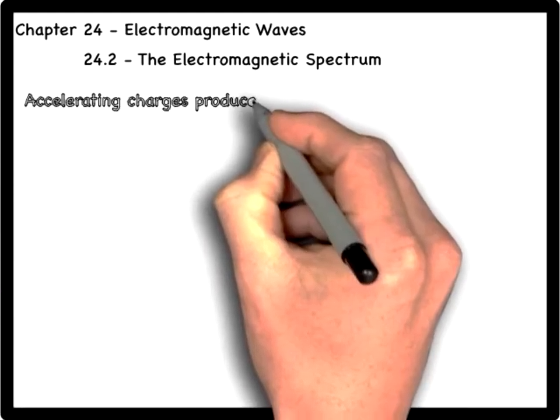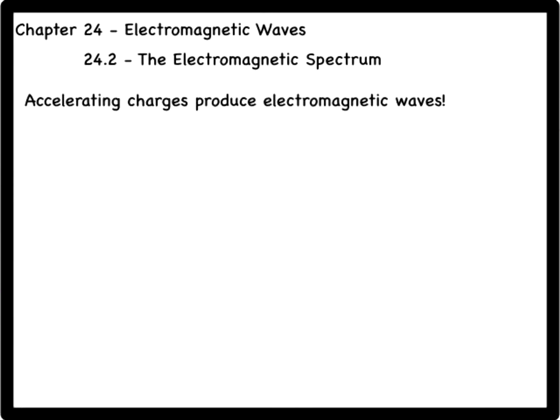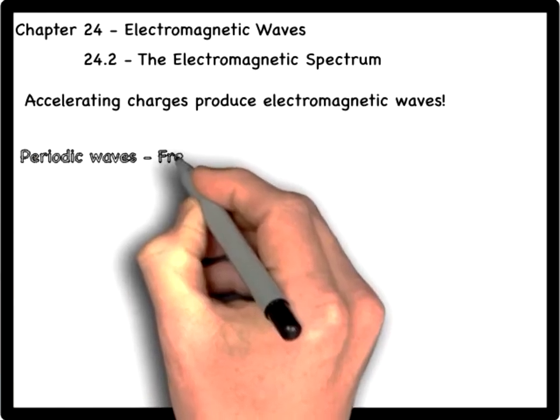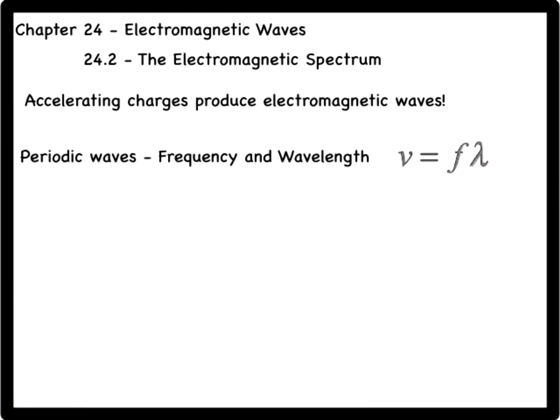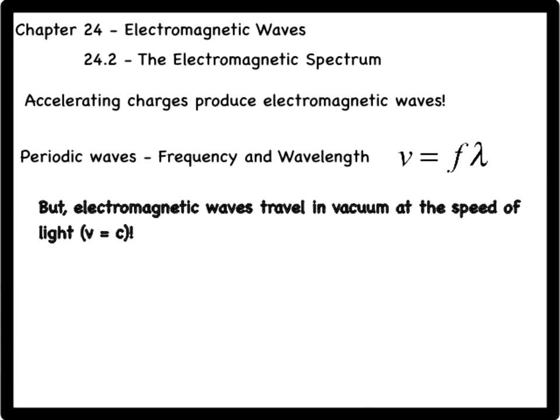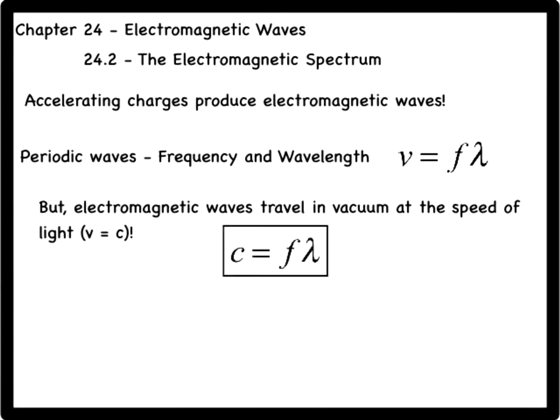In the previous section, we showed that accelerating charges produce electromagnetic waves. Like every periodic wave, they have a well-defined frequency and wavelength, where the product of the frequency and wavelength is equal to the speed of the wave. This is also true for electromagnetic waves, and when they travel in vacuum, they travel at the speed of light. Thus, the product of their frequency and wavelength is equal to c.